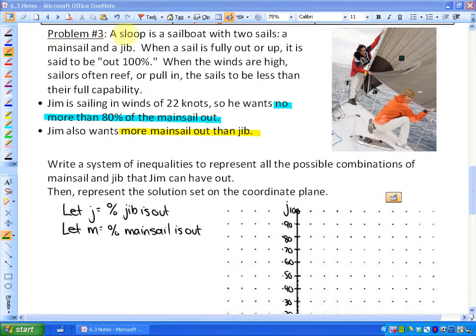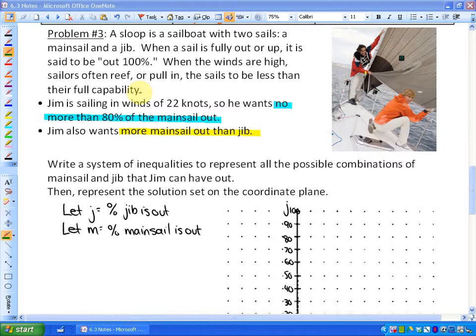And this says, a sloop is a sailboat with 2 sails, a mainsail and a jib. So it's a sailboat that has 2 sails, and they have different names. When a sail is fully out or up, it is said to be out 100%. When the winds are high, sailors often reef or pull in the sails to be less than their full capability because they don't want to tip the boat over.